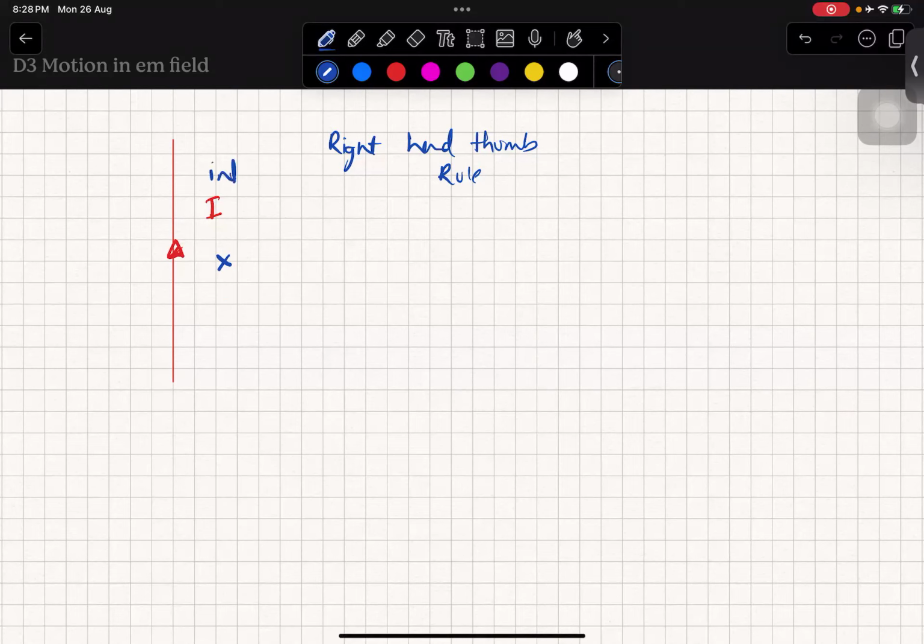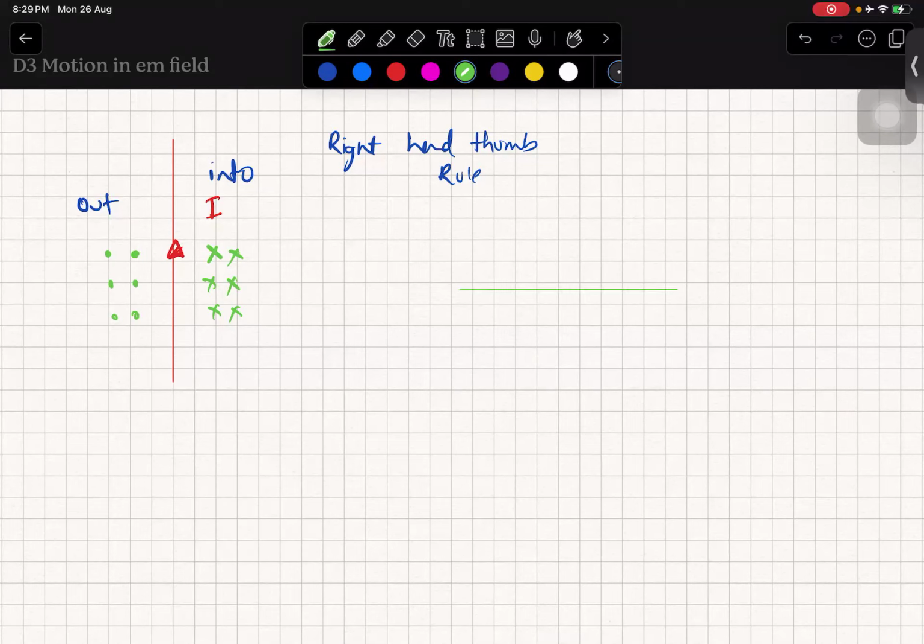So if it goes into the page, what will it be? Cross or dot? Into the page is cross. There'll be crosses over here. Oh, sorry, I was looking at the other rule. And that's dot over here, right? Yeah. This is how you draw the magnetic field lines. Did you understand? Yeah. Okay.